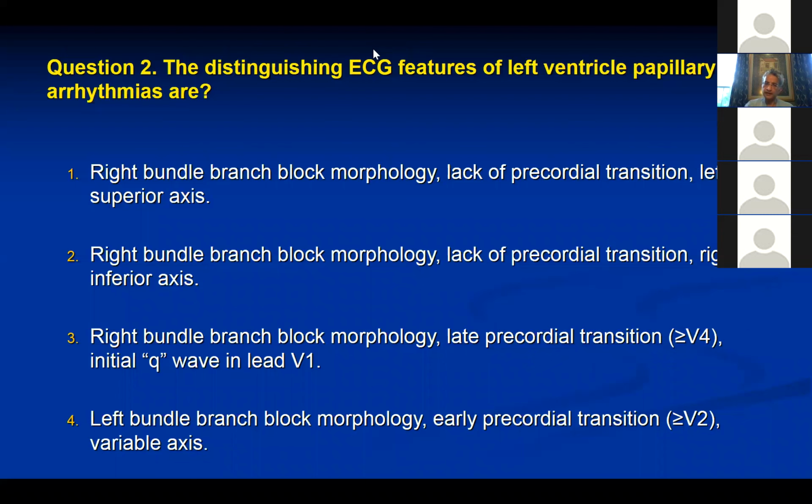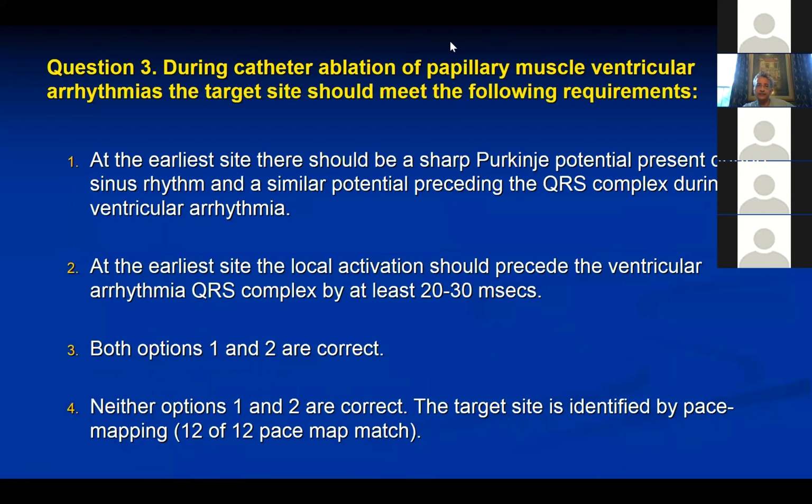Okay, so again, some difference of opinion here, and obviously this is something that we'll talk about, so that's good to know. The third question is, during catheter ablation of papillary muscle ventricular arrhythmias, how do you identify the target site? The choices are, at the earliest site, you should see a sharp protruding potential during sinus rhythm, which also is seen during the ventricular arrhythmia. The second choice is that the site of earliest activation doesn't need to be a protruding potential, but it should precede the QRS complex by about 20 to 40 milliseconds.